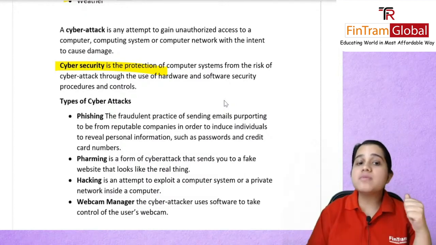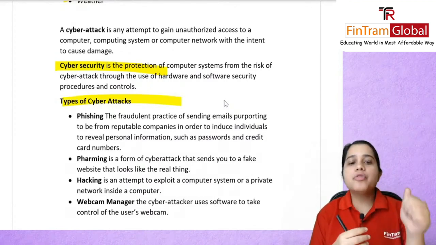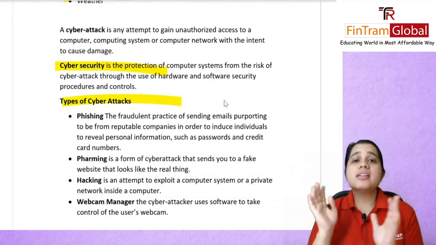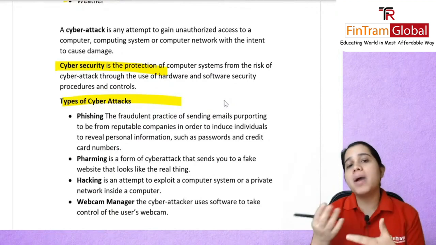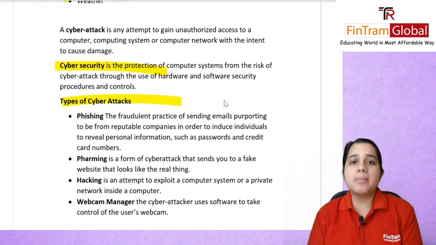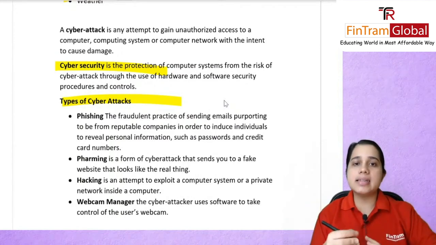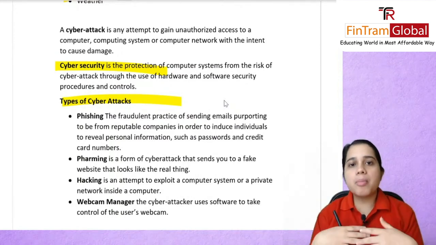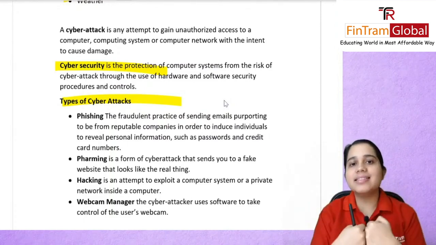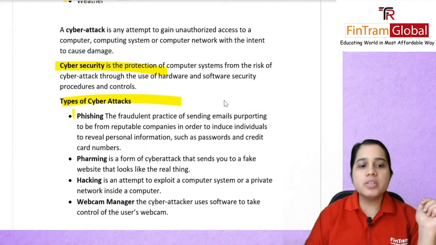So there are various types of cyber attacks. We have phishing. Here, the fraudulent practice is that you will get an email shown to be from a reputable organization, and you might give out some information. So let's say I get an email from Citibank, and I have an account with Citibank, and they say we need these details, and I think, oh, it's coming from my bank, and I give all the details, but actually it's from a party trying to get these details to misuse. Maybe they want to do some fraud, take my money. That is known as phishing.